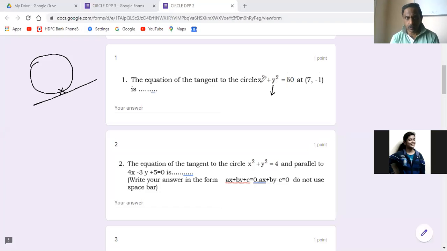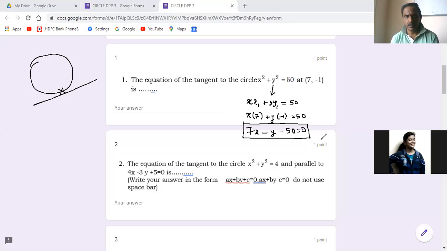The equation of the tangent is xx1 plus yy1 equal to 50. So x into 7 plus y into -1 equal to 50. So 7x minus y minus 50 equal to 0. Is my answer correct? Yes.